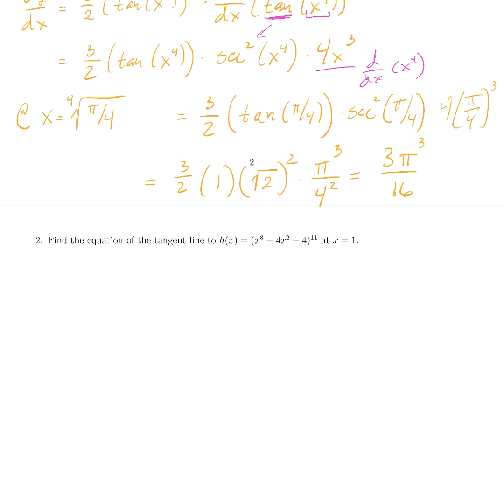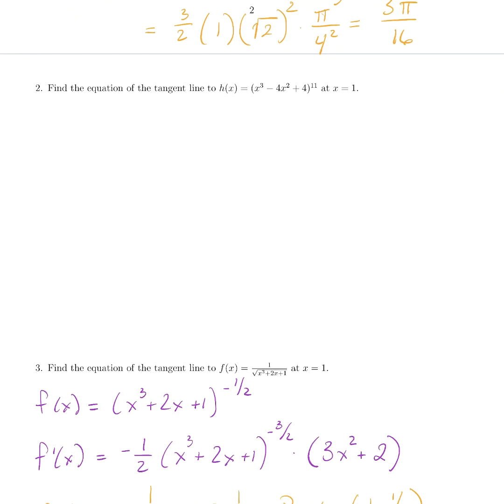All right, number 2. Find the equation of the tangent line to h of x equals x cubed minus 4x squared plus 4, all to the 11th power, at x equals 1. Okay, so equation of the tangent line. We need a point and a slope. Let's find the point first. It's 1 comma h of 1. What is h of 1? It's 1 minus 4 plus 4 to the 11th power, which I guess is just 1. So our point is 1 comma 1.